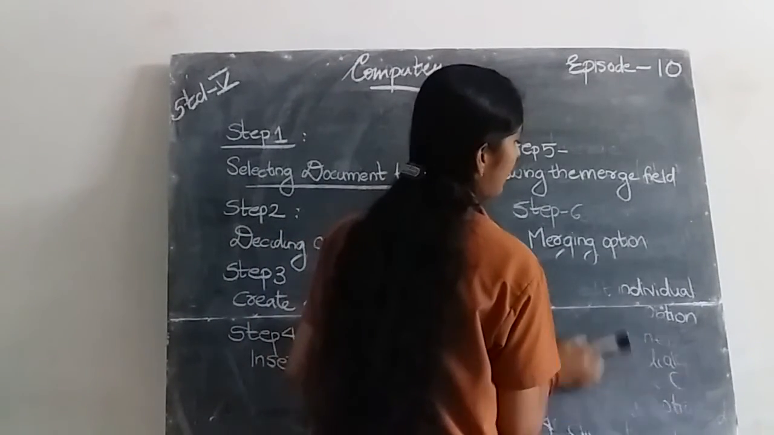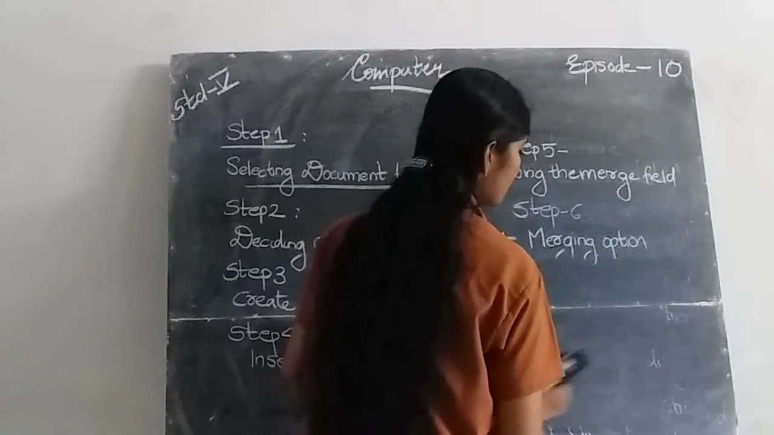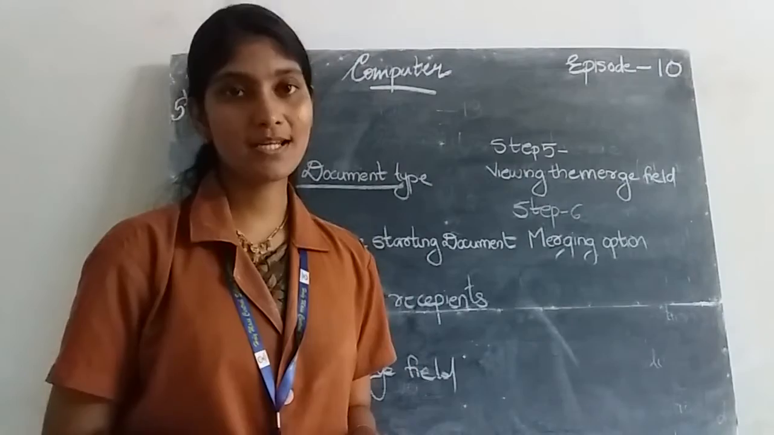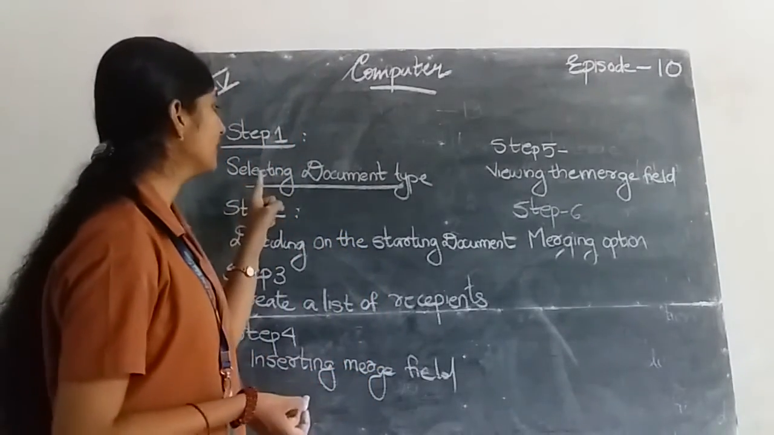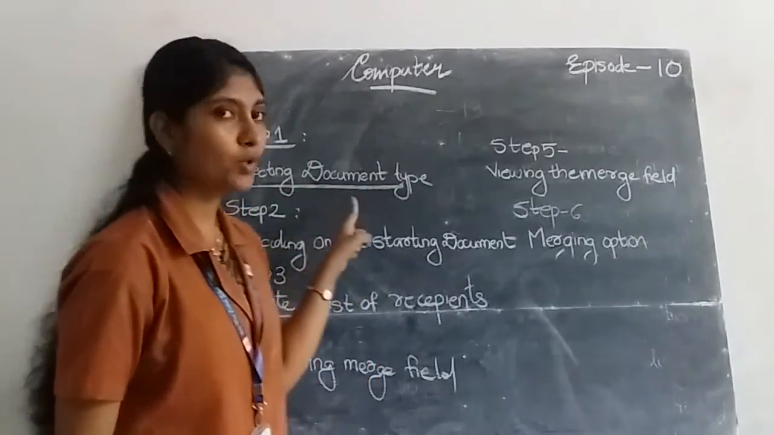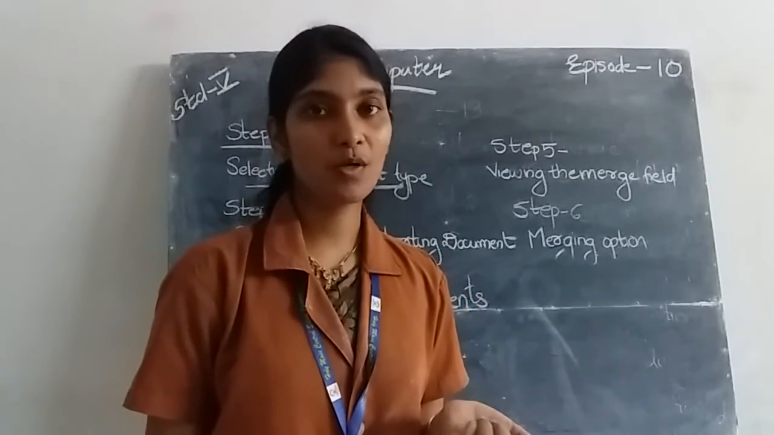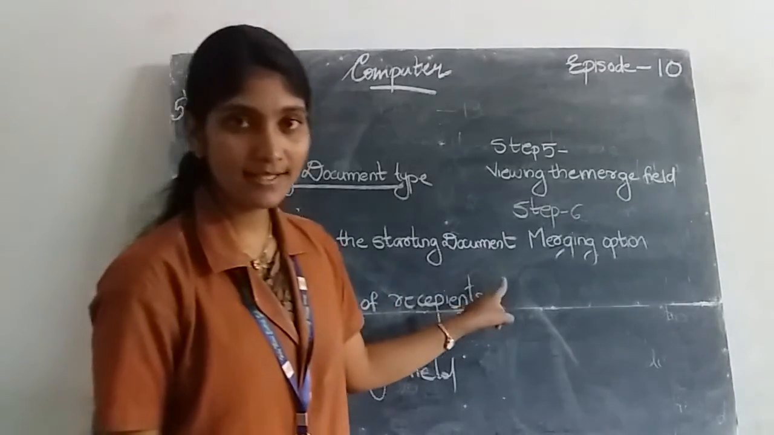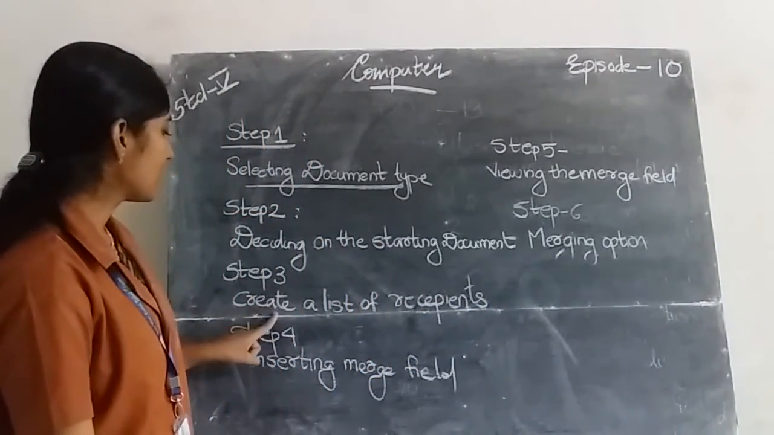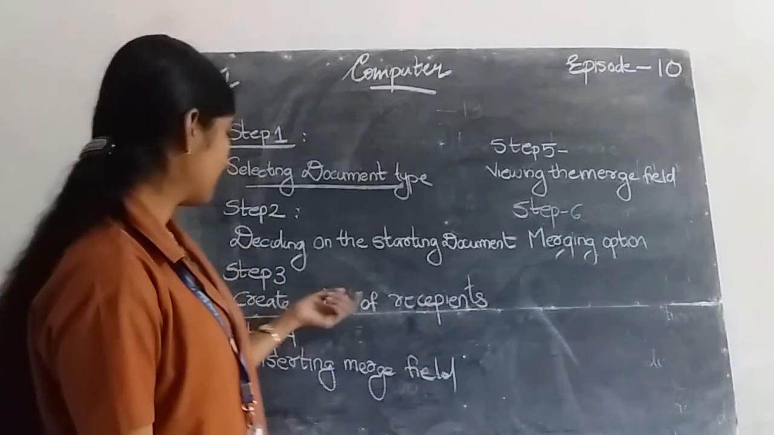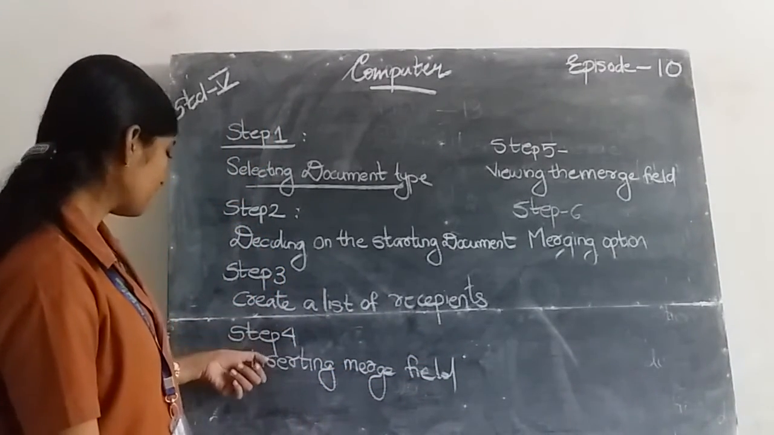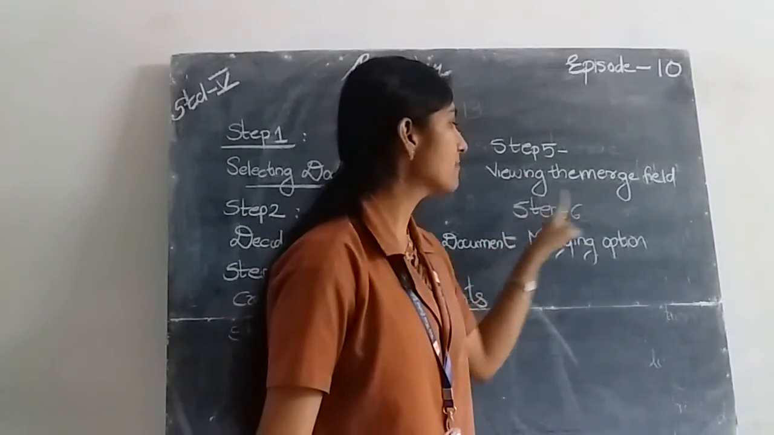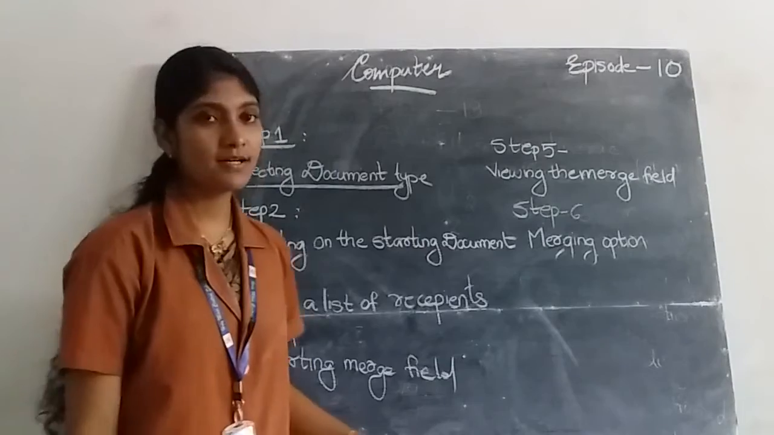So what are the steps for the mail merge procedure? Step 1, selecting document type. Use your current document type or new, etc. Step 2, deciding on the starting document. Third step, create a list of recipients. And fourth one, inserting merge field. Fifth one, viewing the merge field. And step 6, merging option.